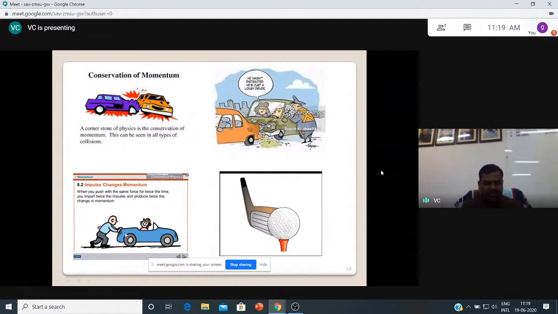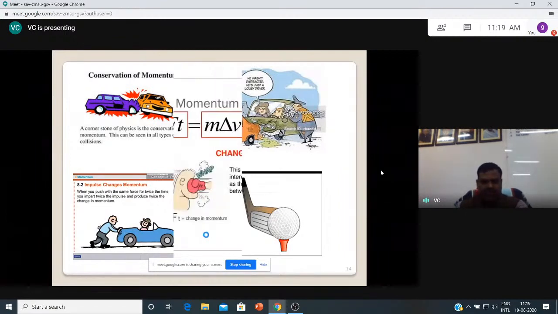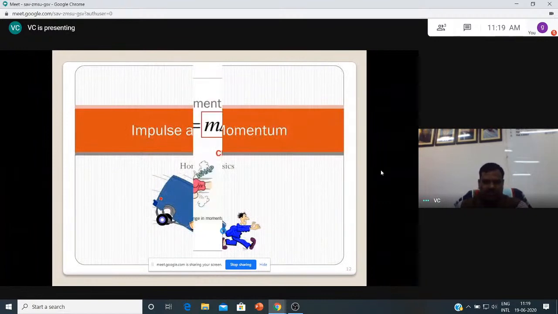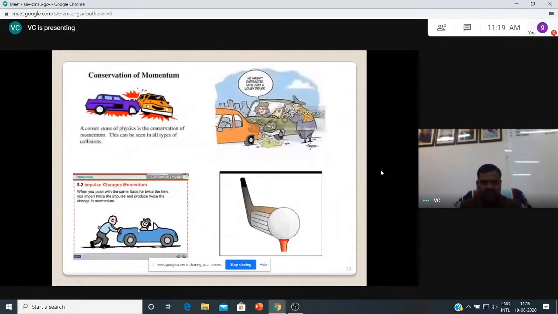Again, similar case, both are similar. Earlier it was pushing, now pulling. Suppose when you push with the same force for twice the time, you impart twice the impulse and produce twice the change in momentum. Okay?